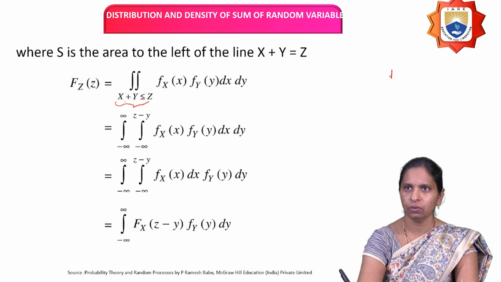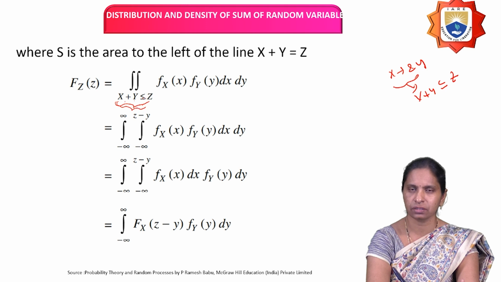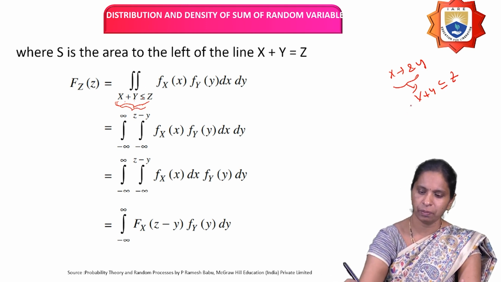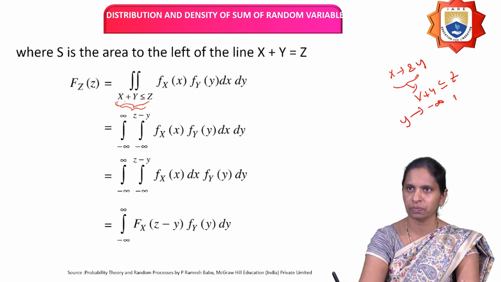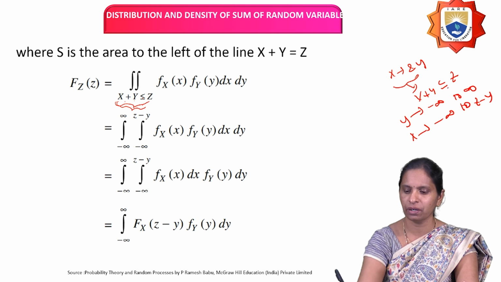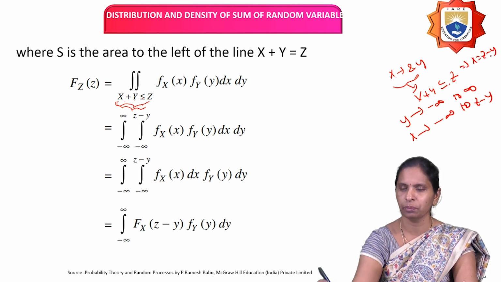So, what are the limits of x and y you have to consider such that when you add these two random variables, that value should be less than or equal to z? Therefore, these are the limits of x and y. For example, if y is from minus infinity to infinity, then x is from minus infinity to, what is the upper limit you have to take here? z minus y. So x equals z minus y.